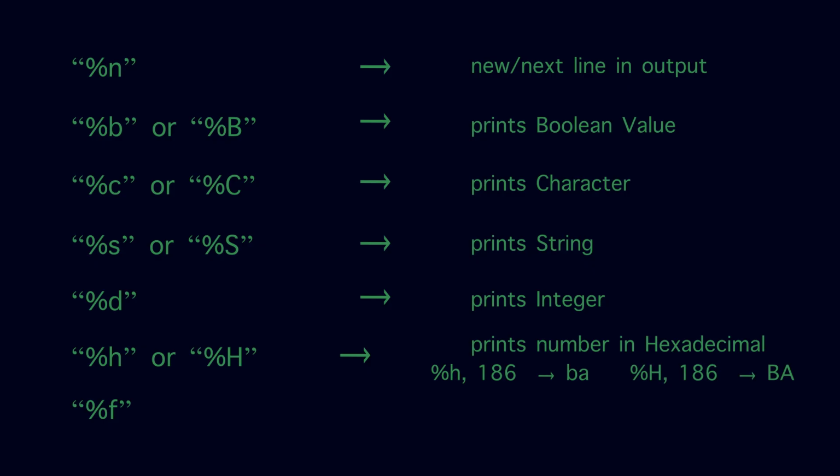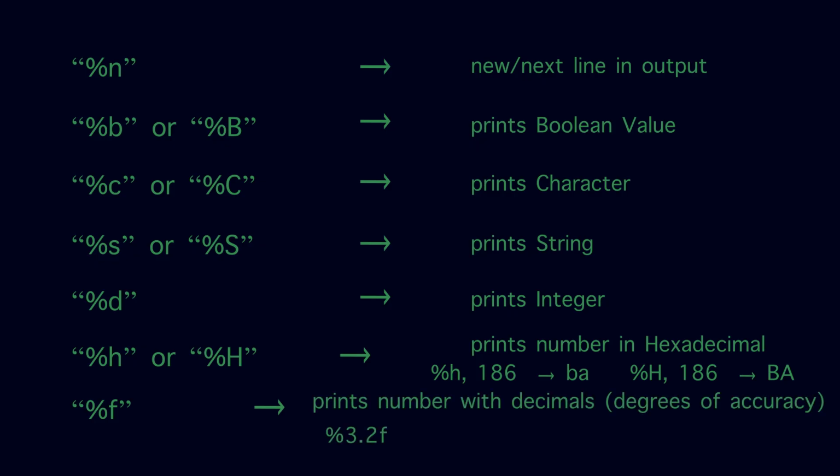Finally, the last conversion that we will be looking at for this video is modulo f, which outputs a number with decimal points, or as a computer calls them, degrees of accuracy. So, as shown here, modulo f conversion can have numbers before the f. This symbolizes simply the minimum number of characters to be displayed, including the decimal points and the degrees of accuracy, or how many decimal places are required.